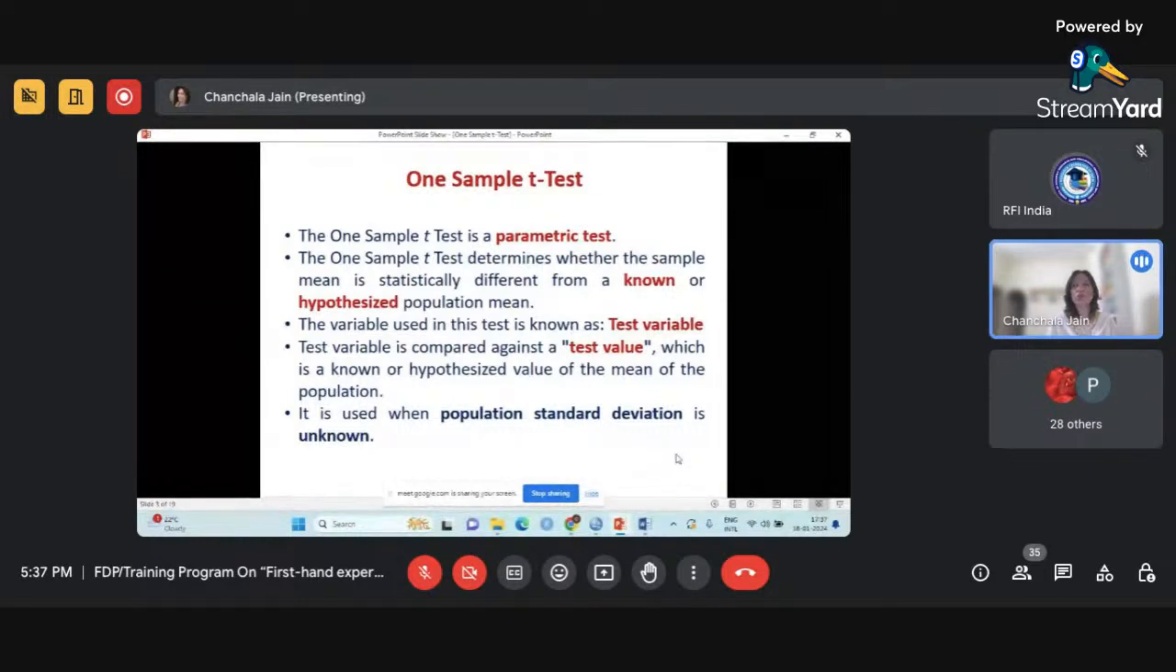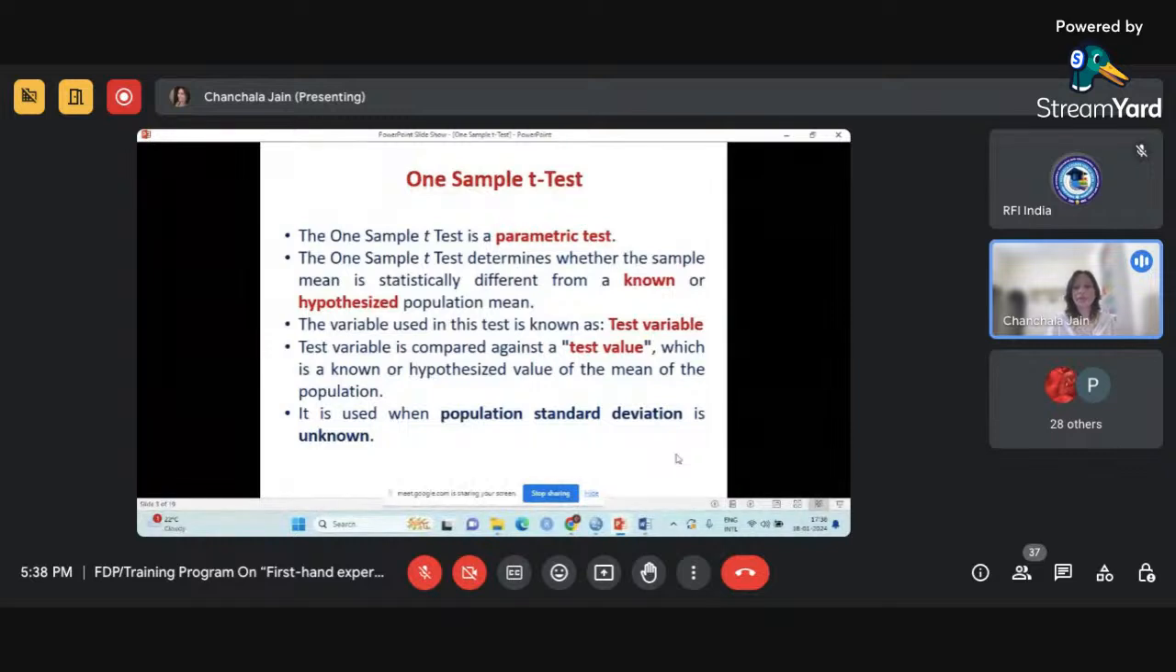I don't know how many of you know the formula of the t-test manually. The formula is x bar minus mu divided by standard deviation divided by root n. The numerator says x bar minus mu, where x bar stands for the sample mean and mu stands for the population mean. So we are trying to find the difference between the means of the population and the sample. This is what we are doing in the one sample t-test.